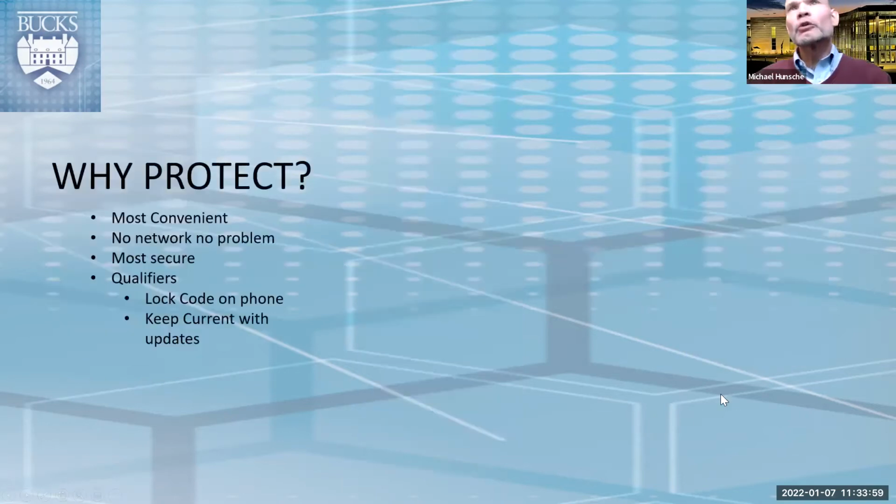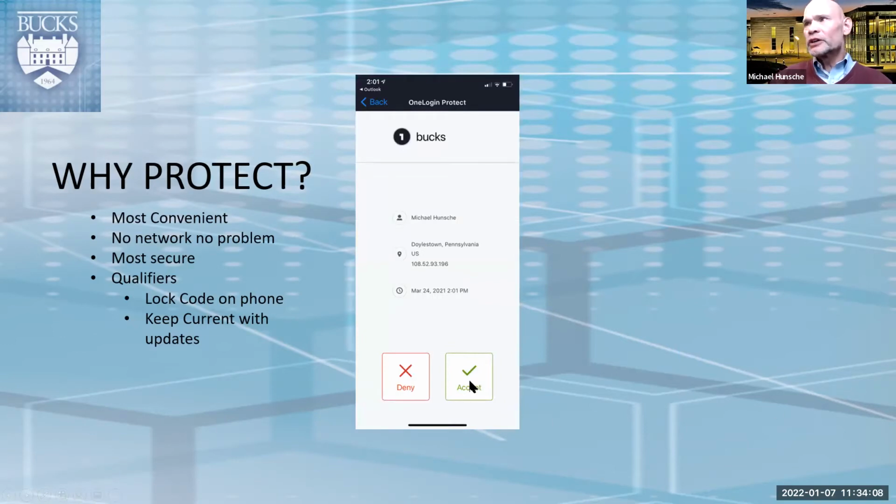So why Protect? We pushed the Protect application, which resides on your phone, because it is the most convenient. You just have to click that accept button on your phone. And if you have an Apple Watch, I think it also works on Android watches as well, but smart watches. You just click accept on your phone or on your Apple Watch and you're in. If there's no network, it's not a problem, which is pretty important. It's also our most secure, and I'll talk about this no network, no problem a little bit more in a second. There's no code that's being transmitted, so there's no code to be intercepted. It's just this accept thing.